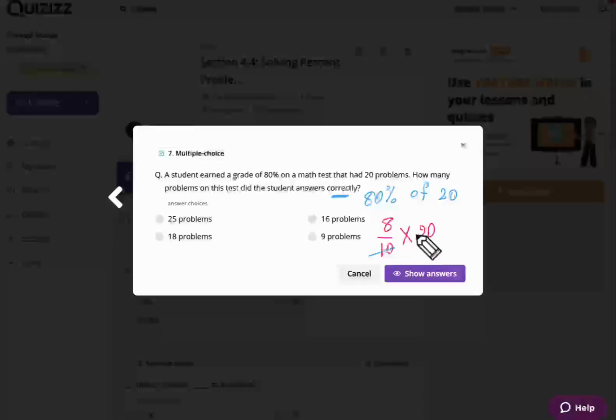20 divided by 10 will be 2. Now, 2 times 8 will be 16. The answer is 16. Yes, 8 times 2 equals 16. So the correct choice is 16 problems. So this student solved 16 correct questions. Thank you, Nawaf. Any problems?